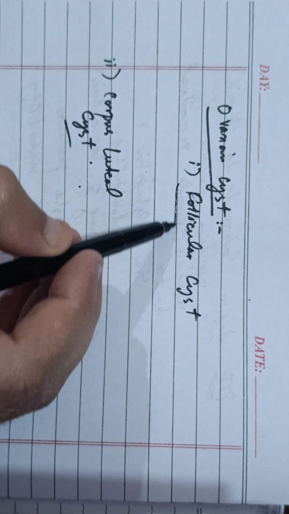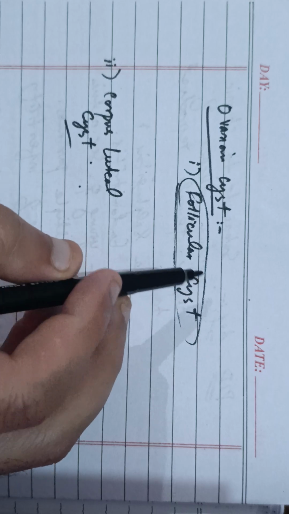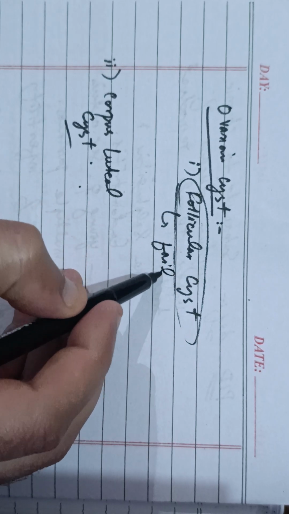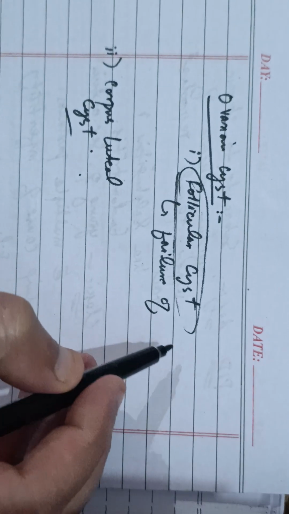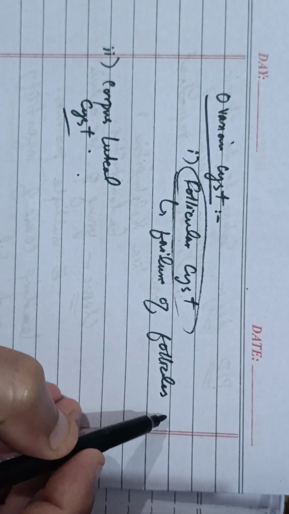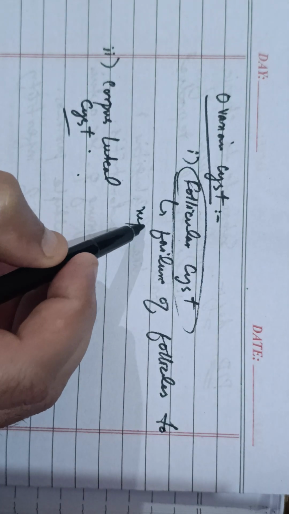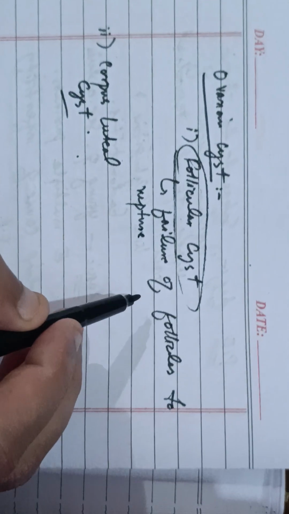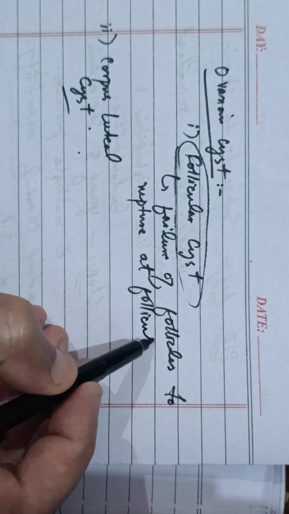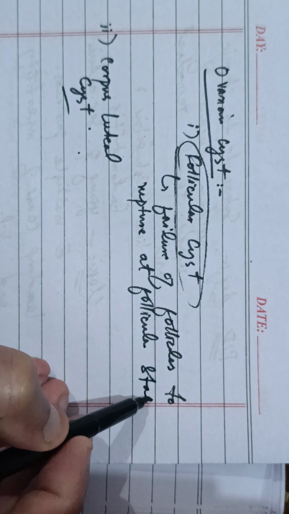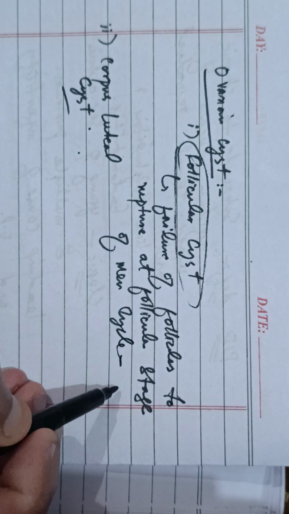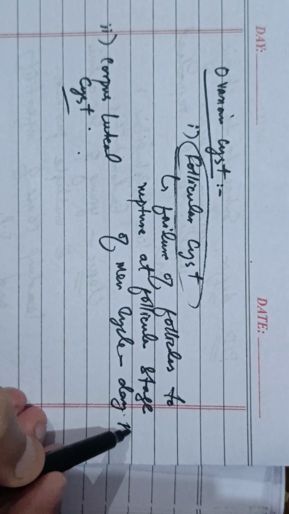How it develops, meaning the pathophysiology. It is actually due to the failure of mature follicles to rupture at the follicular stage of the menstrual cycle, meaning day 14 most commonly.